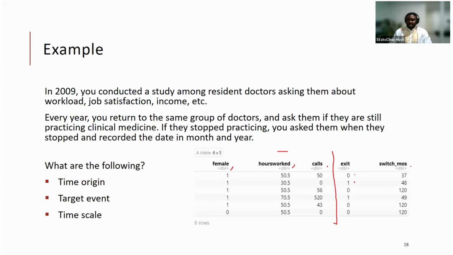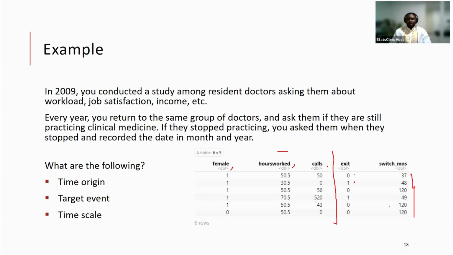But you also ask them, when did they stop? The time when they stopped, you now record in months. You might record it in days, you might record it in years, but in this study, it was recorded in months.